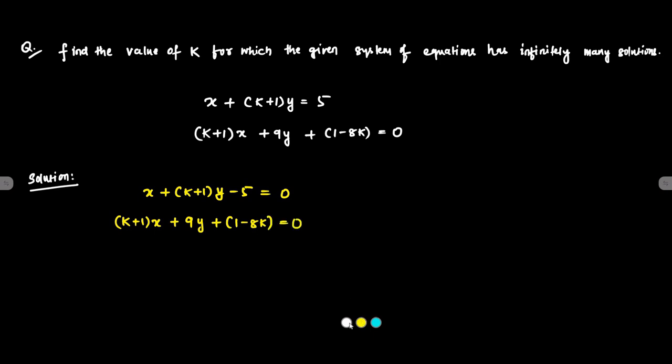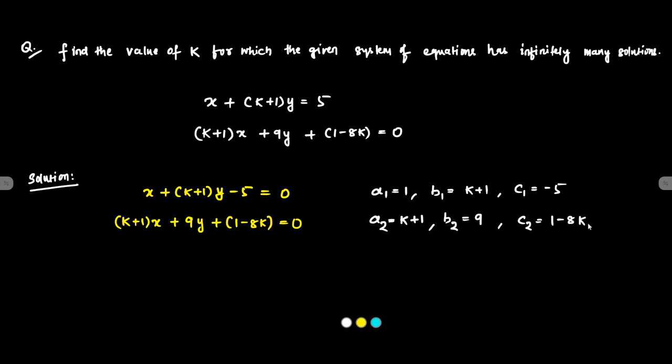Okay, now comparing it with the standard format, the values of the coefficients and constants are a1 is equal to 1, b1 is equal to k plus 1, c1 is equal to minus 5, a2 is equal to k plus 1, b2 is equal to 9 and c2 is 1 minus 8k.